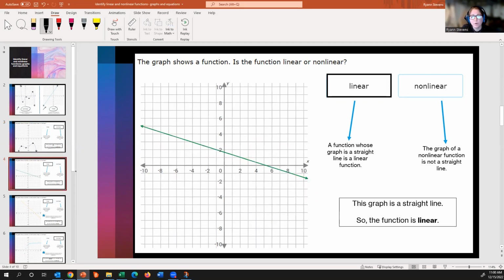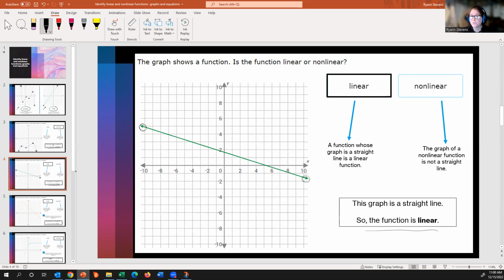Looking at this next example, is this function linear or nonlinear? If we read this from this point here to this point and we trace this line, we can see that this graph is going to show us a straight line. It is decreasing at a constant rate. And so the graph results in a straight line. And so we would say that this function is going to be considered linear.